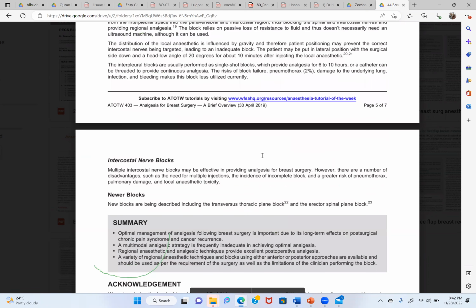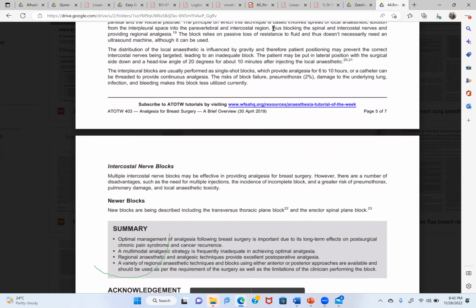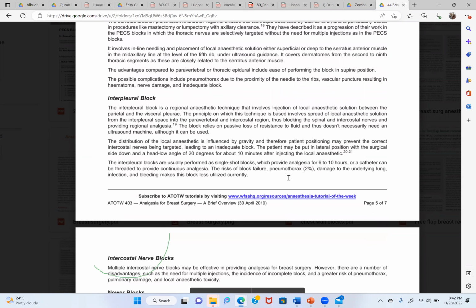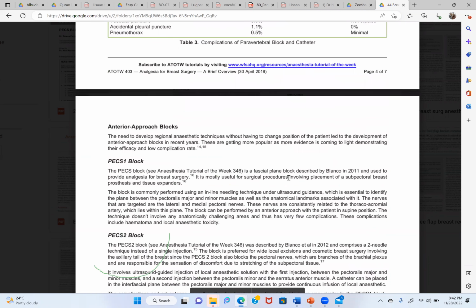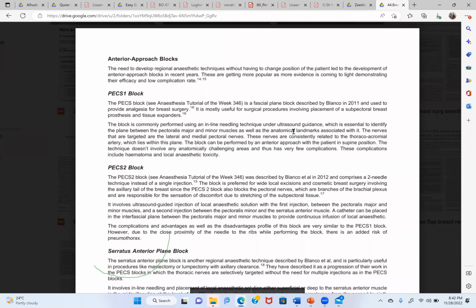Here they have put all of the names. Usually the PECS 1 block is done between pectoralis major and minor, and it is targeted at the lateral and medial pectoral nerves. The underlying theme is that compartment blocks are not blocking any specific nerve. It is with high volume in a fascial compartment, so you are relying on the spread.